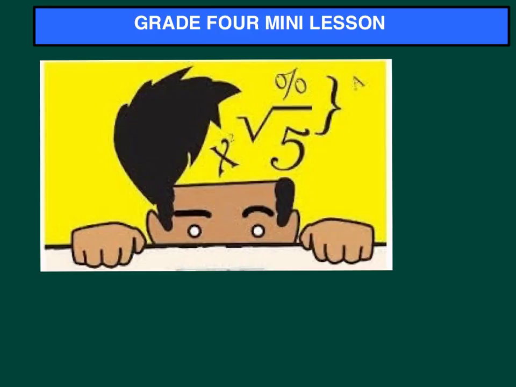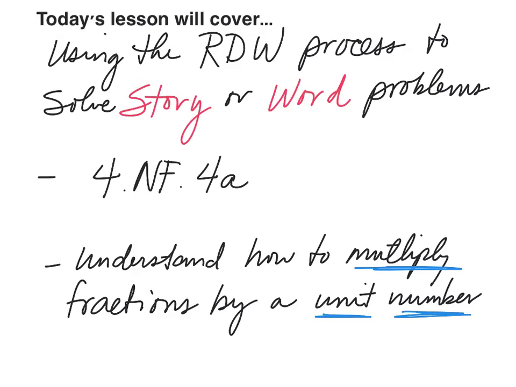Our particular skill for today, we will be using the RDW process to solve story or word problems, covering standard 4.NF.4A, and in this particular standard, it is hitting the skill, and might be very new for you, understanding how to multiply fractions by a unit number. But first things first.